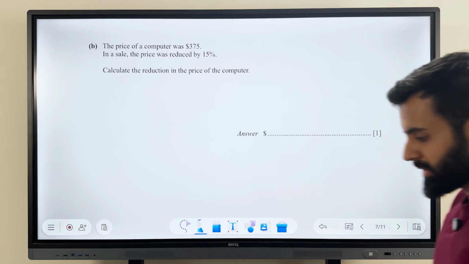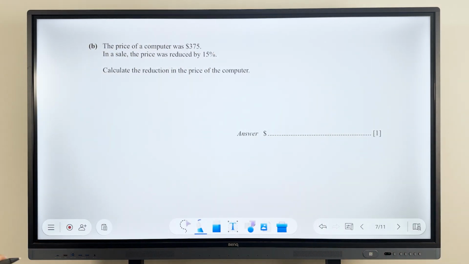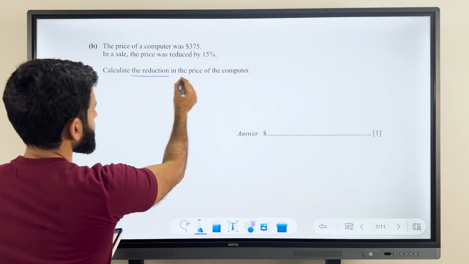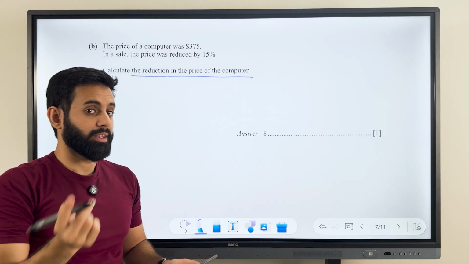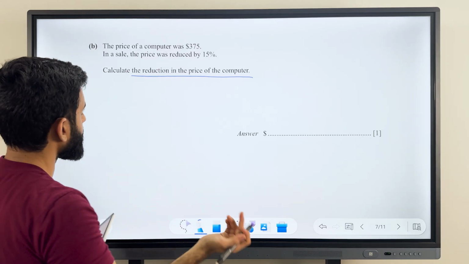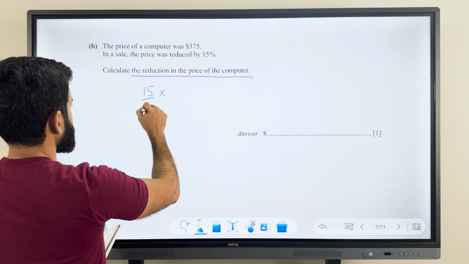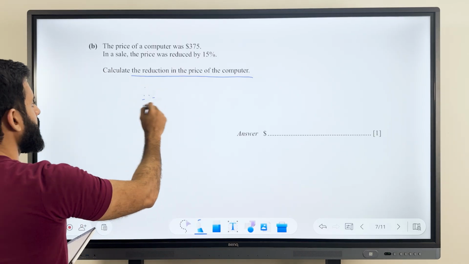The next question says the price of a computer was $375. In a sale, the price was reduced by 15%. Calculate the reduction in the price of the computer. So be careful. You're not supposed to calculate the reduced price. You're supposed to calculate just the reduction amount. So all you've got to do is simply calculate 15% of 375. Now, if you're wondering why can't I use the method that I used earlier, well, you can use that also.